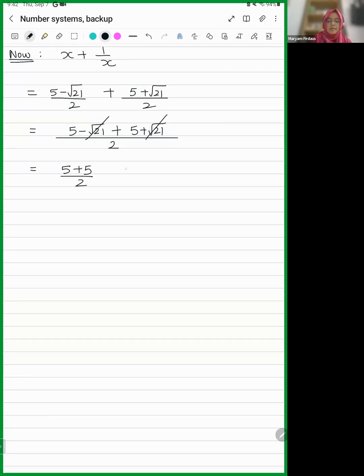So we will be left with 10 by 2, and that is 5. So this is our answer. So we will write it like this, answer 5. We have to enclose it like this.